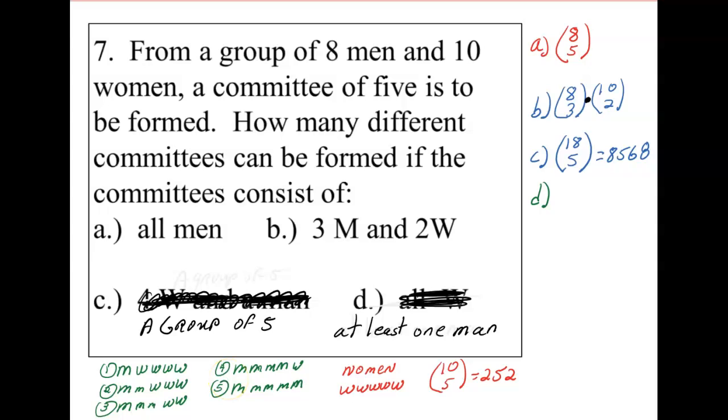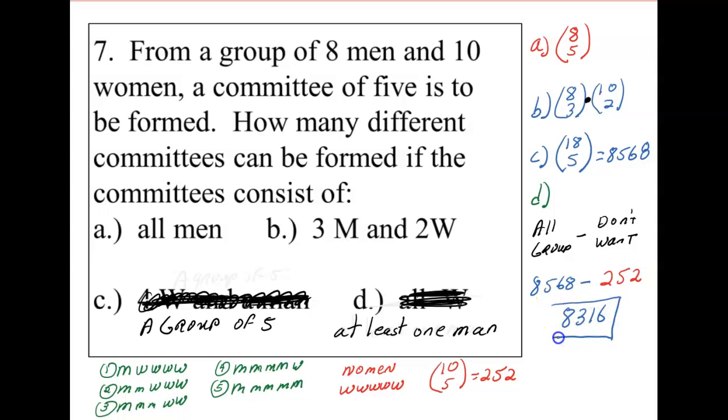So instead of doing the 5 problems that I have in green, a different way of doing this problem is what we call the complement. You figure out all groups and you subtract what you don't want. So in this particular problem, all groups are 8,568, and then we're going to subtract what we don't want, which is no men, or all women. So doing that on the calculator, I get 8,316. So the final answer here is 8,316.